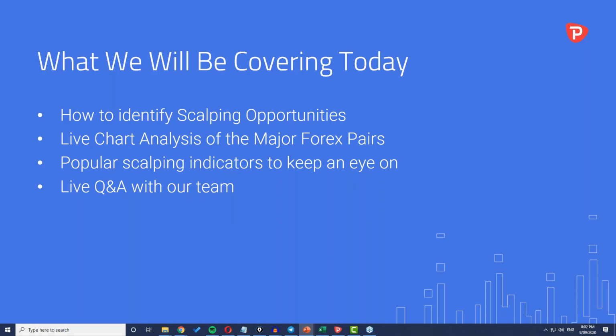Another thing we're going to be looking at is, of course, live chart analysis, what many people are here for, to have a look at the actual markets, to see how we can put some of these technicals into real world application of the major Forex pairs, and of course, popular scalping indicators to keep an eye on. So we'll be looking specifically at 2 indicator types that I think will add a lot of value to your scalping and to your journey when it comes to Forex trading, commodities trading, or any intraday scalping ideas.